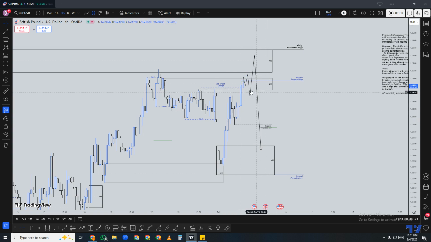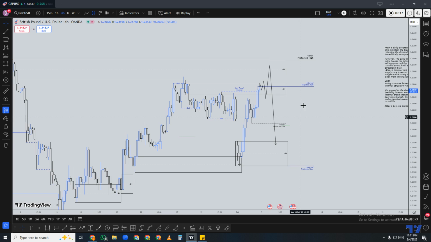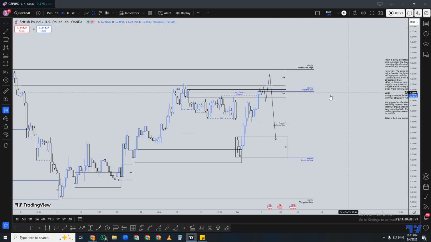All right, the fact that the daily internal structure is selling, and also the fact that we've broken structure to the upside on the 4 hour internal, and we expect that pullback, also supports some sales for this week. Now going into next week, I expect to see some kind of bullish pressure coming into the market. So that is it.